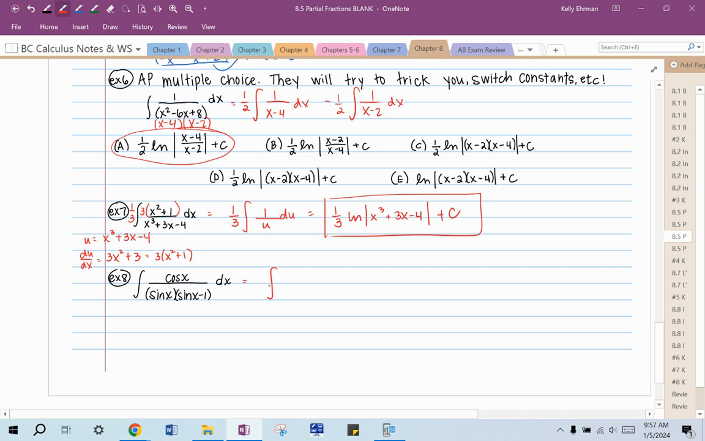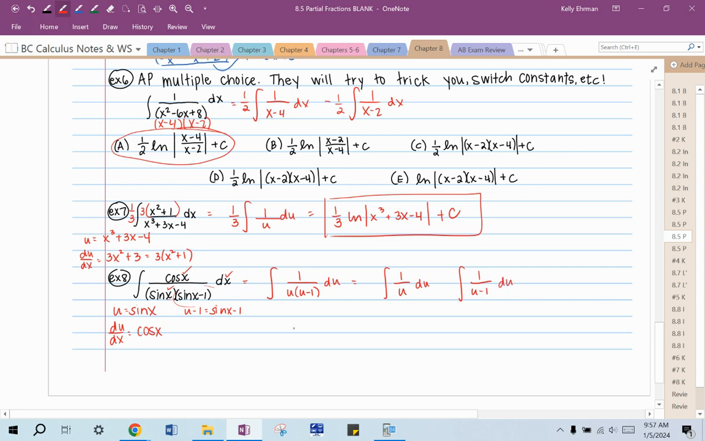We have, let's see, u is sine x, du/dx is cosine x, right? So that takes care of that and that. And then what is this? Well, if u is sine x, then u minus 1 is sine x minus 1. So we can rewrite the problem in terms of u. We have 1 over u times u minus 1, and we do have du. And this is something I can use partial fractions with. It's already factored for me, so that's going to be 1 over u du, and this one's going to be 1 over u minus 1 du.